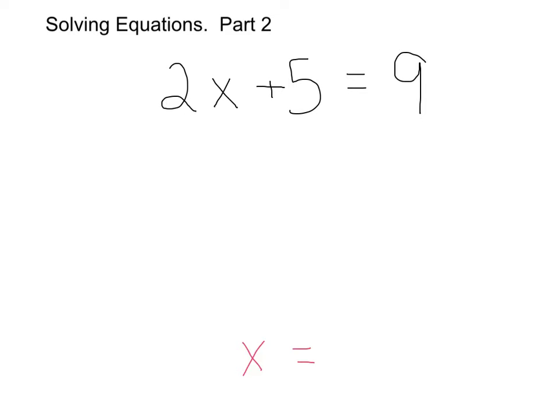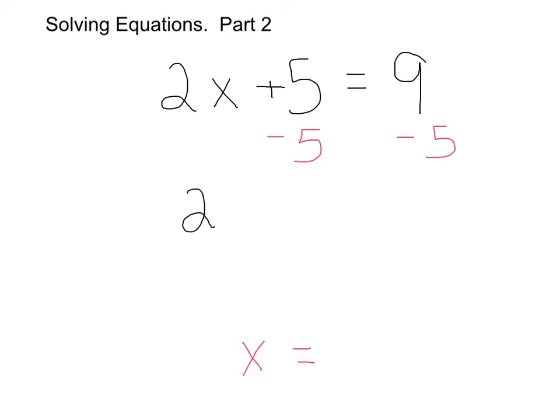So I'm going to take the plus 5 and I'm going to remember that the inverse operation of adding 5 is to subtract 5. And right below that plus 5 I'm going to subtract 5, and right below the 9 I'm going to subtract 5 also. So I subtracted 5 from each side of my equation. My equation remains balanced.